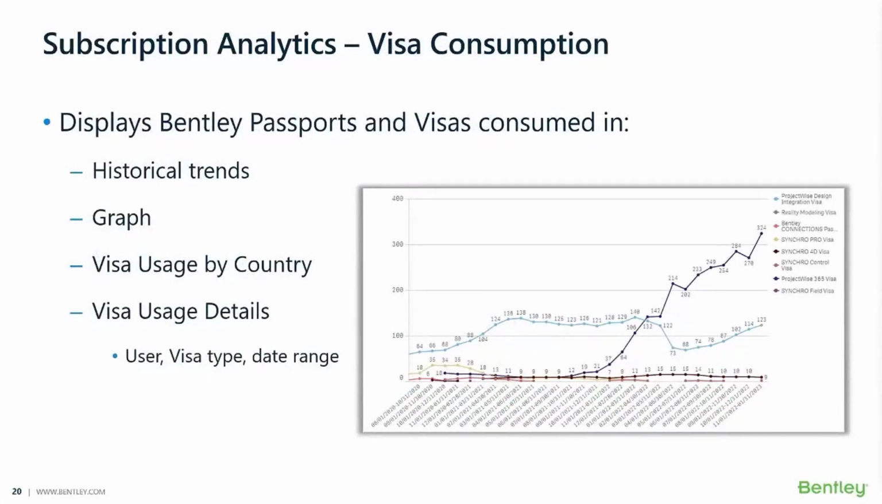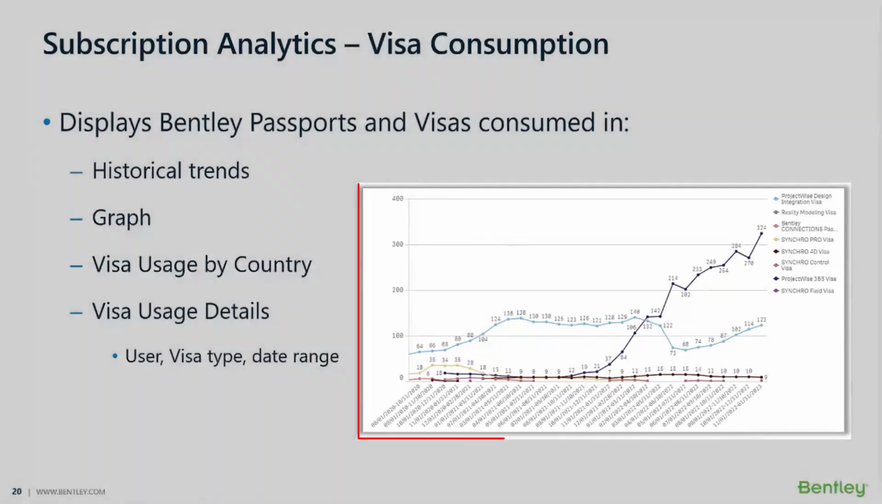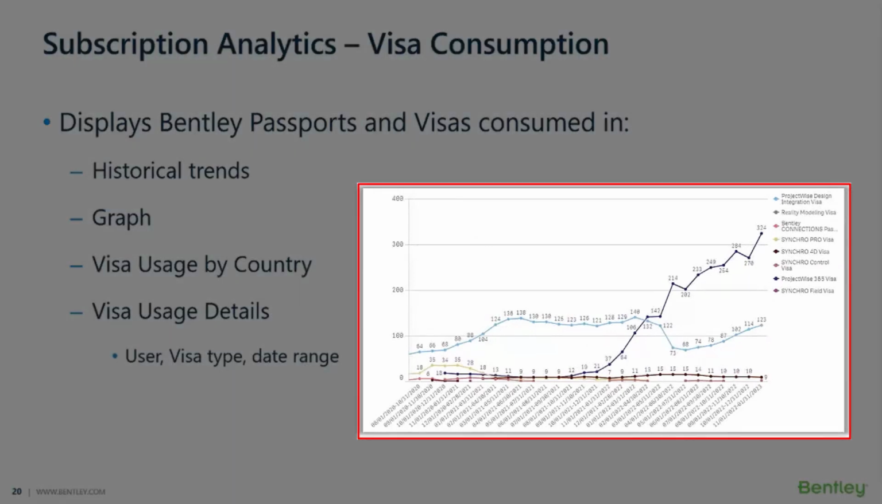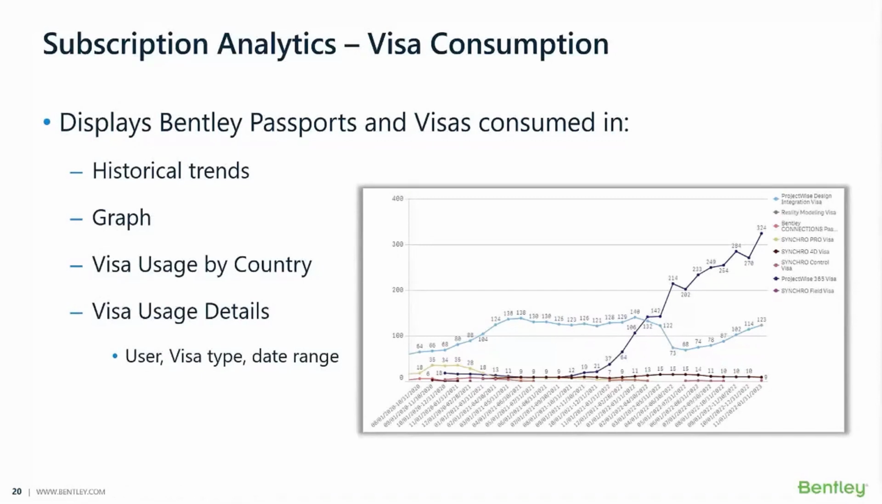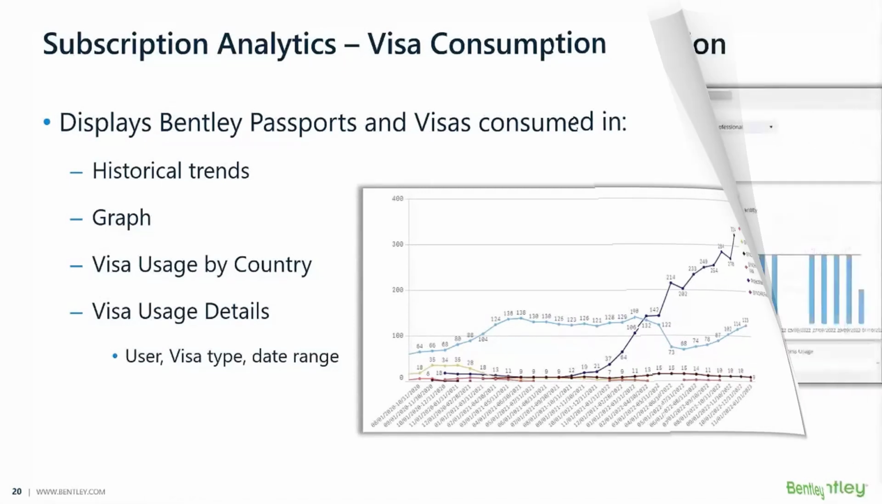The visa consumption report, of course, only applies to applications that use visas or passports. The information and the data in there is shown in different ways, such as historical trends, graphs, visa usage by country, and visa usage details, which displays who is the user, what type of visa they are using, and the date range in which that visa was used. There's this helpful graph that displays the different visas and the different products. This is just an example, of course. It's not necessarily exhaustive, but it gives you a nice way to visualize your visa consumption.